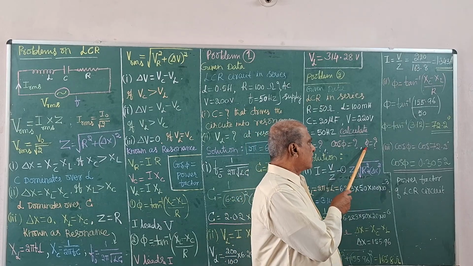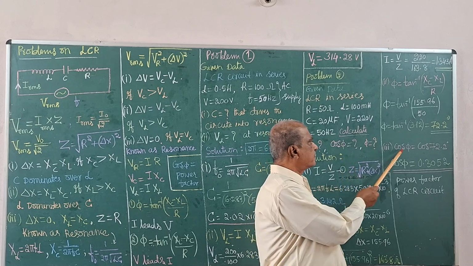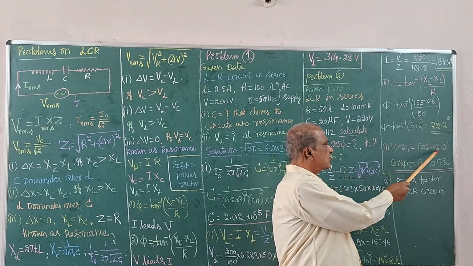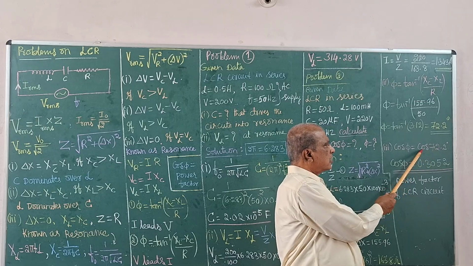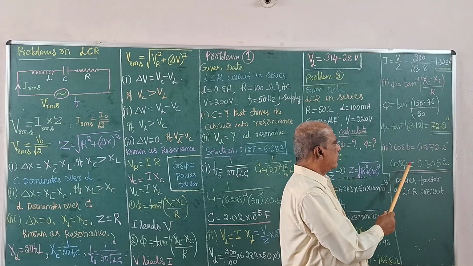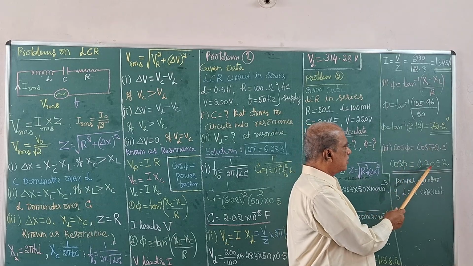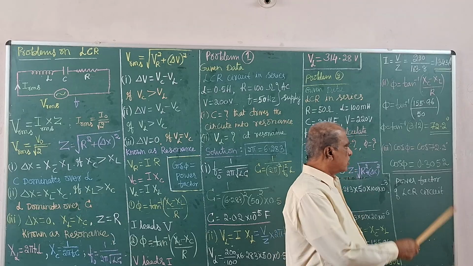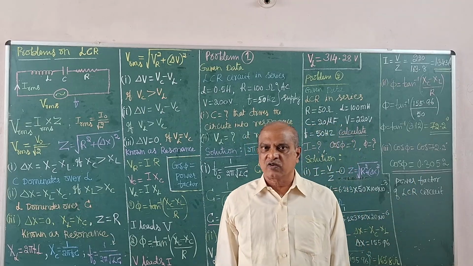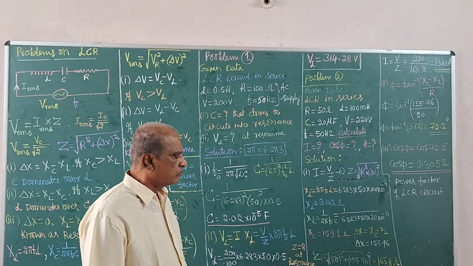So now it is calculated, and the final calculation is cos phi, the power factor. Take the cos of this value and read it directly from the table. The value is 0.3052. This 0.3052 is the power factor, a fractional value, the power factor of the LCR.